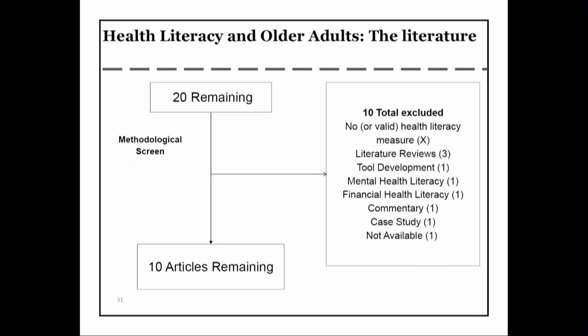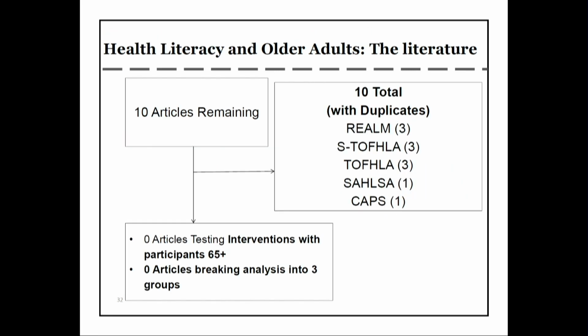And of that, we did a methodological screen. So we looked at whether they were a tool development study. Mental and financial health are actually measured differently, so we pulled those out. There was a commentary, a case study, and 1 article that we could not get hold of. So we had 10 articles left from the entire pool.